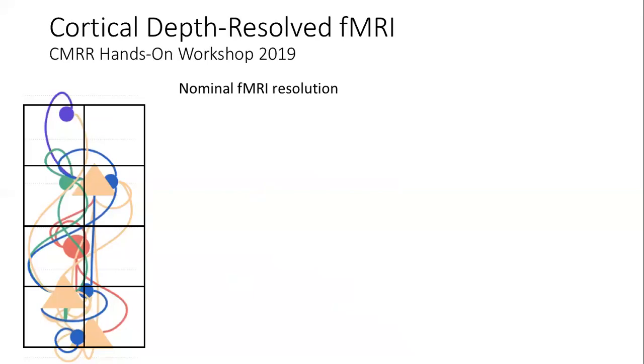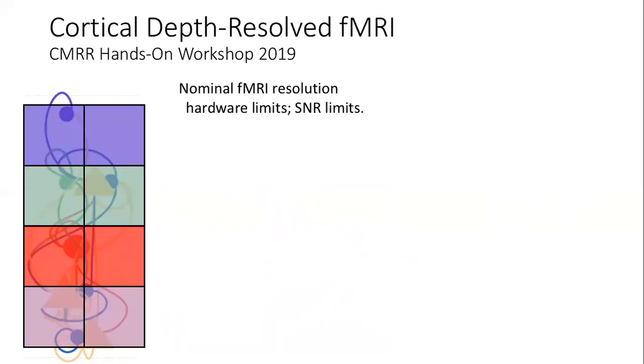So the first problem is just the nominal fMRI resolution. How does the hardware limit our ability to get smaller and smaller voxels? Is it signal to noise ratio that's the strongest limit, or what is keeping us from having higher resolution?